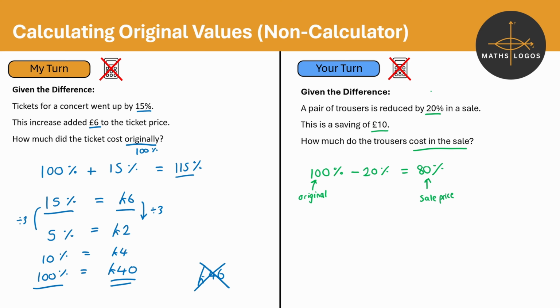A pair of trousers is reduced by 20% in a sale. This is a saving of £10. 20% is equal to £10.